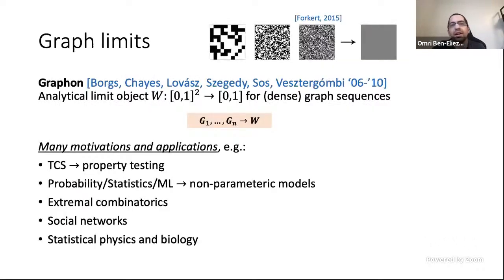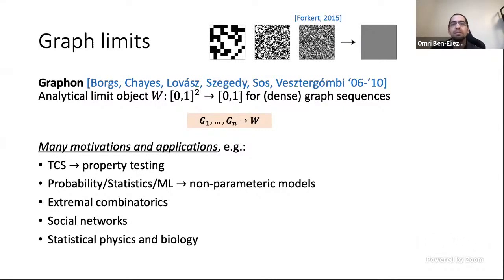So in this talk, I will discuss limits of graph sequences. This is an analytic perspective on graph theory, where we employ analytical terminology and tools to study very large graphs. And this has various motivations and applications. For example, in property testing and extremal combinatorics, there are many results that are much more natural and easier to prove using graph limits. And I will mention some examples.